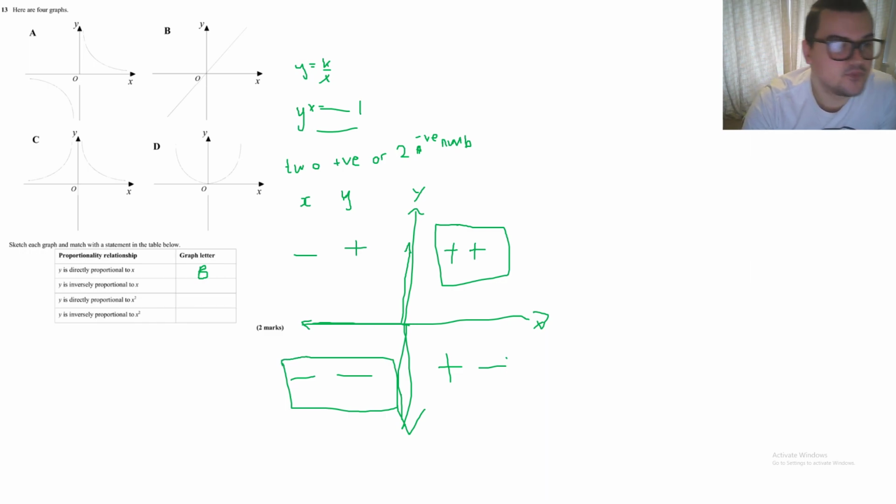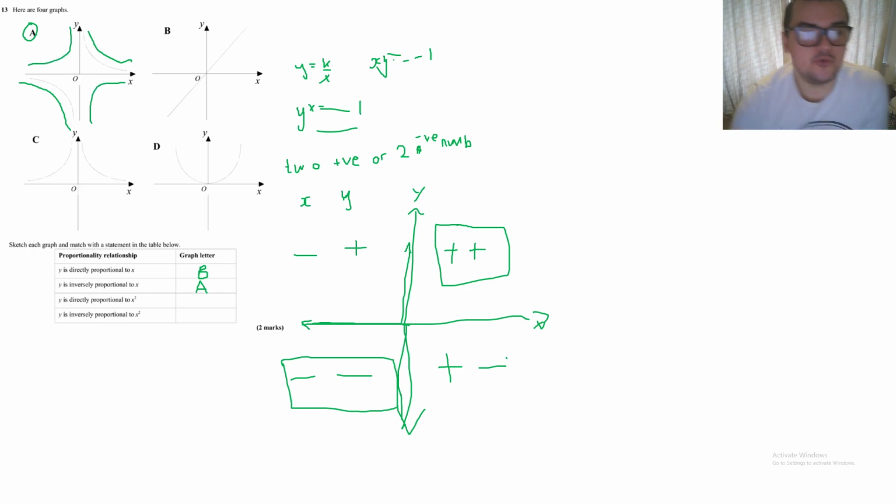So if we look, we can see that this A here has a slope here and a slope here. So it's going to be that one. We're looking for A. Interestingly though, if k was a negative, if yx would equal minus 1, or xy equaled minus 1, it would look something like this, where it would be in the other quadrants, because we want two numbers together. We want a positive and a negative, or a negative and a positive.